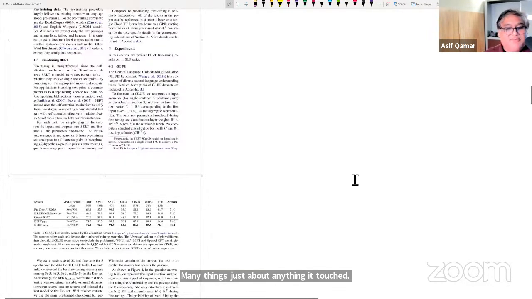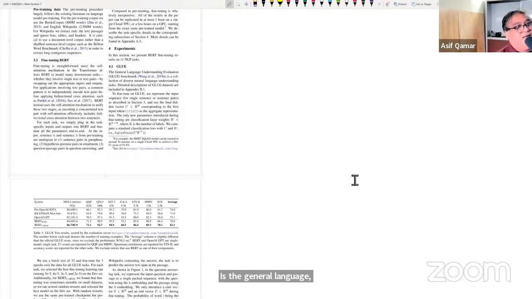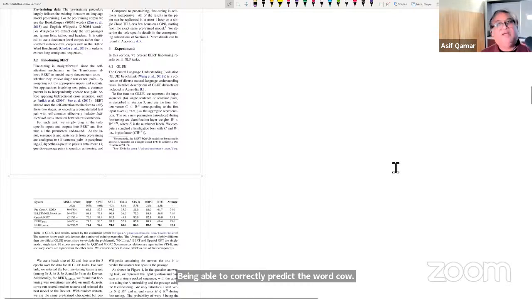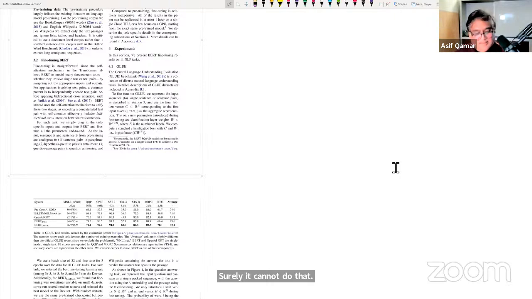GLUE is the General Language Understanding Evaluation Benchmark, perhaps the most important benchmark in natural language understanding. It tries to measure how well your machine has understood the language. So what does that mean? See, guys, if I mask the word cow and I say the blank jumped over the moon, and it can correctly predict cow, what is the implication of a machine being able to correctly predict the word cow in this context? Surely it cannot do that unless it has natural language understanding. It has understood human language and its structure. Would you agree? It has to understand human language before it could, out of the 30,000 words, zero in on the word cow and say, that is what should be here. And GLUE is a benchmark of that.